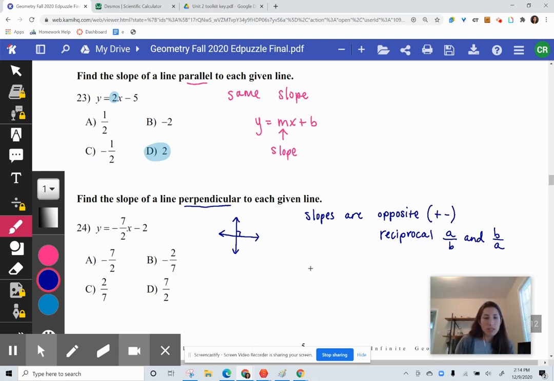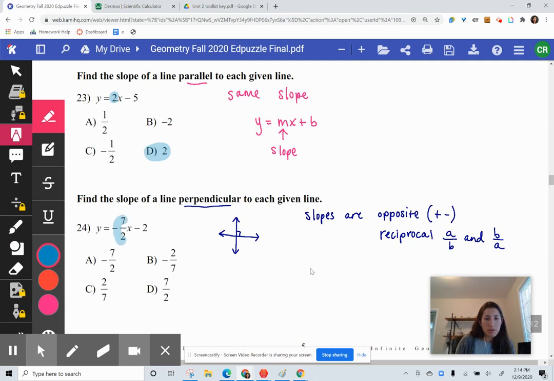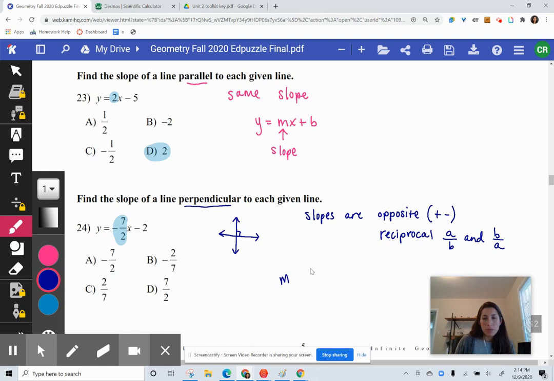Okay, so if we're looking at this question here, our slope is negative 7 over 2. So m equals negative 7 over 2. Now, if I want a line that is perpendicular to that, I need to change it to positive. That's the opposite part of it, and I need to flip it, the reciprocal part of it. So my new slope is going to become positive 2 over 7.